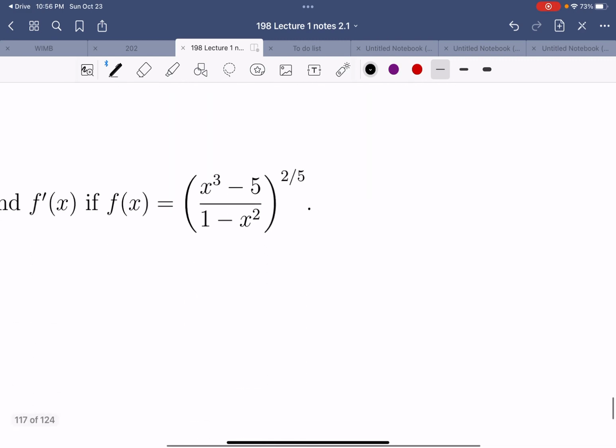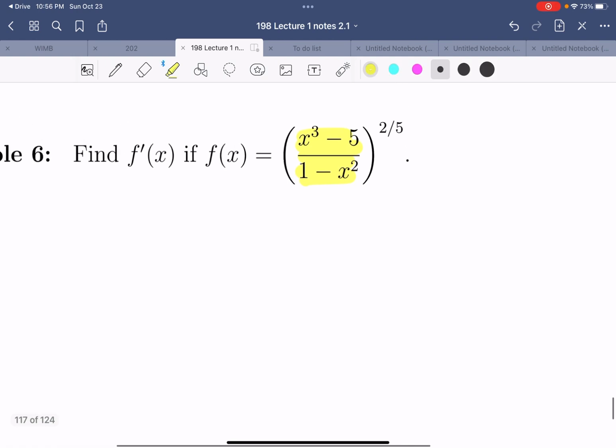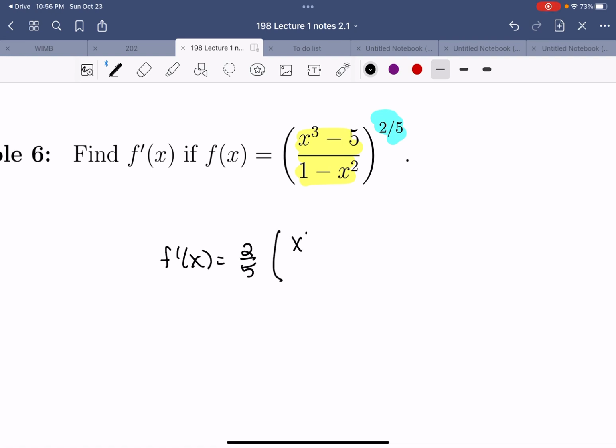And then the last one for our guided practice is this one, where I have everything. In particular, I have this fraction all to the same power. So that means I'm going to use the chain rule first. Inside, I have a quotient, which means when I take the derivative of the inside, I'm going to need quotient rule. But I start with the chain rule because everything is to the same power. So I'm going to bring down the 2/5 power. I'm going to leave everything in the parentheses the way it is. I'm going to decrease my exponent by 1.